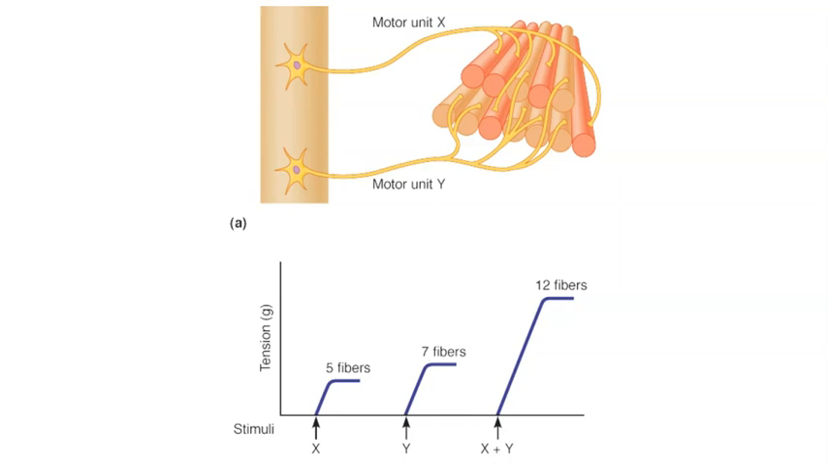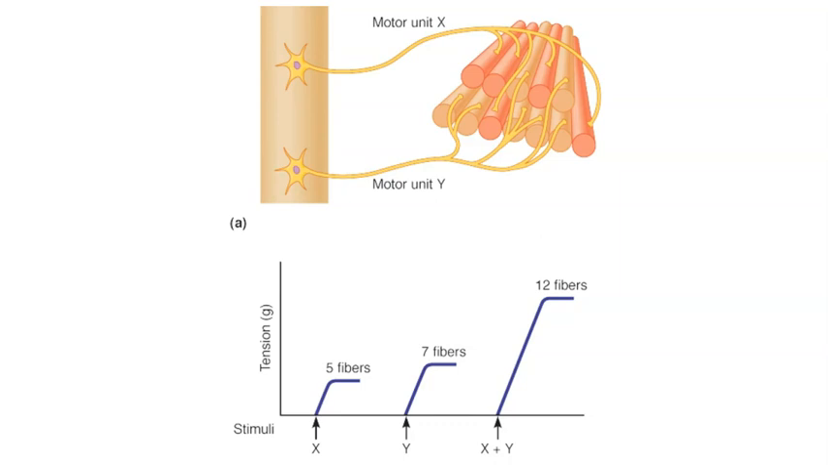So if a task requires only small amounts of force, like picking up a pen to write a note, then only small motor units will be stimulated to contract. That is, motor unit X or Y might be stimulated to contract. And notice that motor unit Y produces slightly more force or more tension than motor unit X because it has 2 more cells, or 2 more fibers, associated with it.